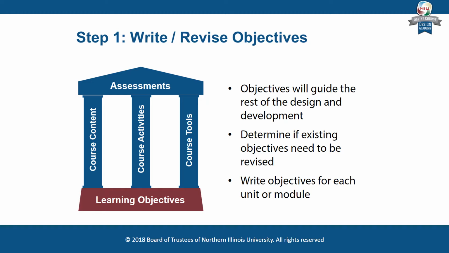Step 1. Write or revise the objectives for the online course. Your objectives become the framework upon which all the other design choices will be made. The objectives will ultimately guide you as you move forward with the development process. If objectives are already written, review them to determine what may need to be revised for an online version of the course. Even if course objectives already exist, you may need to write objectives for each unit or module in the course. You will learn more about objectives in the Writing Course and Module Objectives presentation.